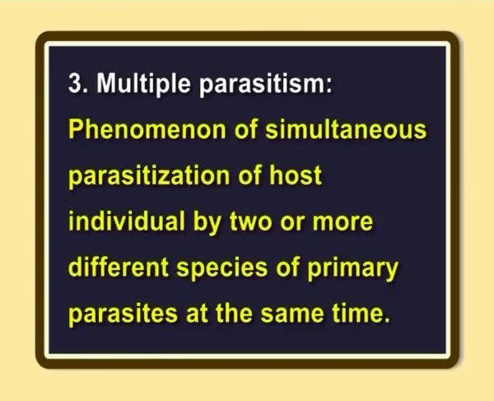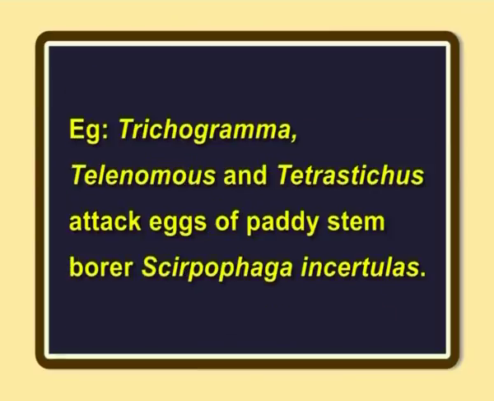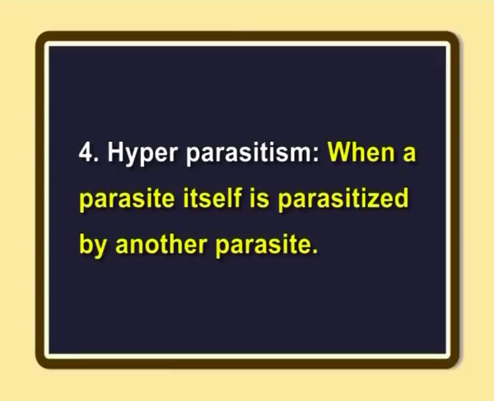Multiple parasitism: the phenomenon of simultaneous parasitization of a host individual by two or more different species of primary parasites at the same time. Example: Trichogramma, Telenomus and Tetrastichus, which attack eggs of the paddy stem borer Scirpophaga incertulas. Superparasitism and multiple parasitism are generally regarded as undesirable situations since much reproductive capacity is wasted.